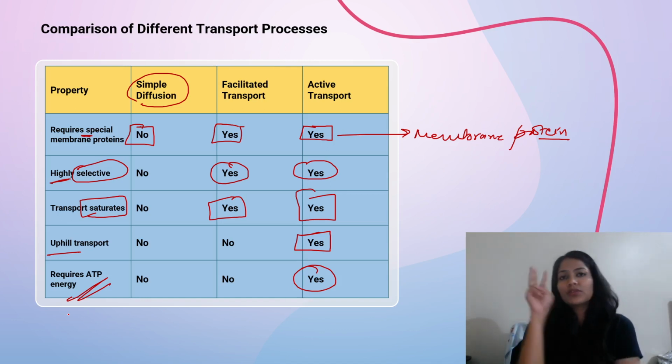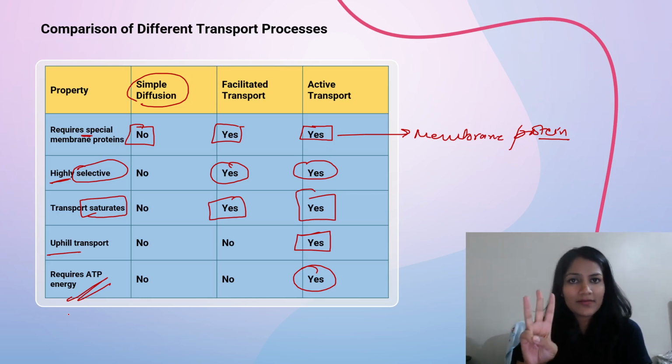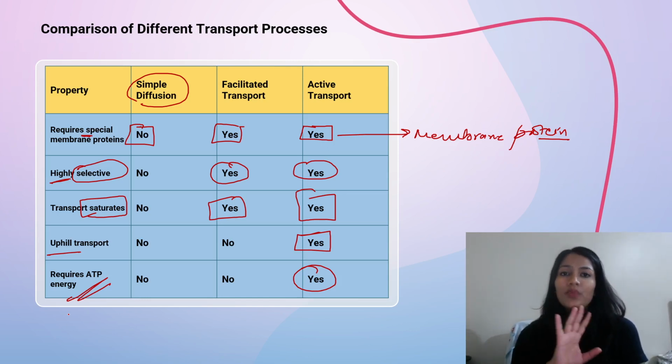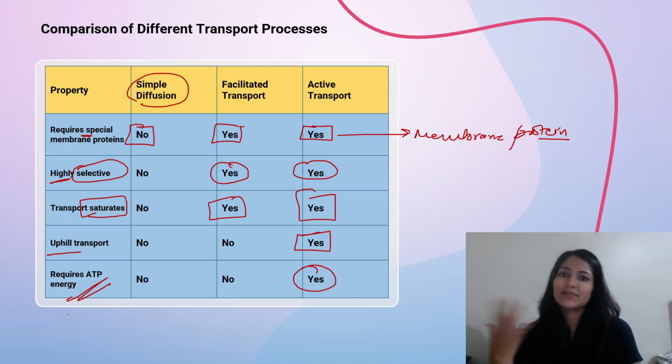So I hope all three processes are clear: diffusion, facilitated diffusion and active transport. One very important thing is that these three different types of transport processes are present in every living organism. It's not just about your plants, but it is present in humans, in other animals, bacteria, etc. So everywhere, it is common for everyone, right?